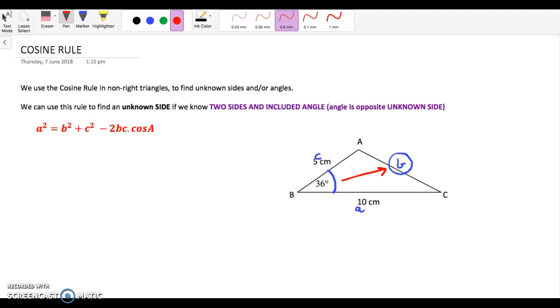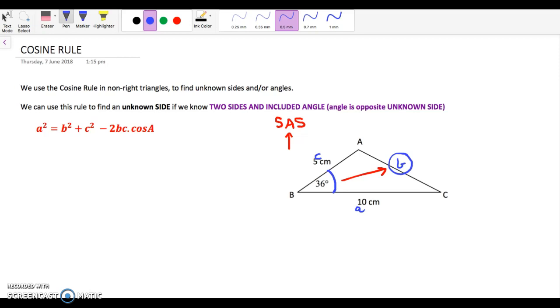When we're trying to use the cosine rule to find an unknown side, we must know the other two sides and the angle included between them. And that's obviously opposite the side we don't know. So we need to have this SAS combination to use the cosine rule for an unknown side. So let's take a look at it.